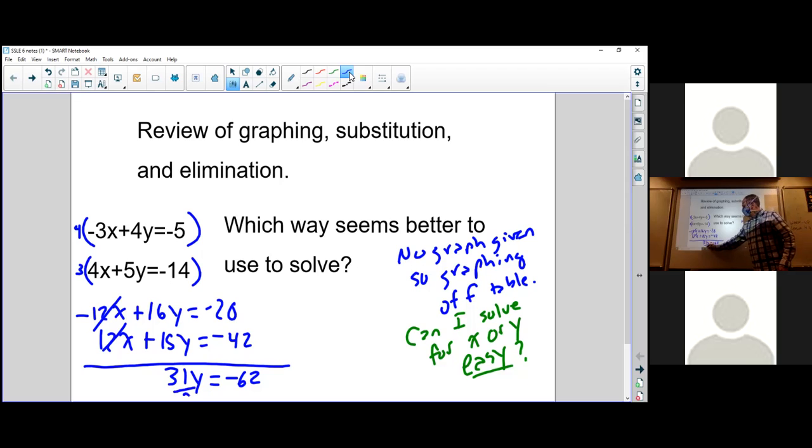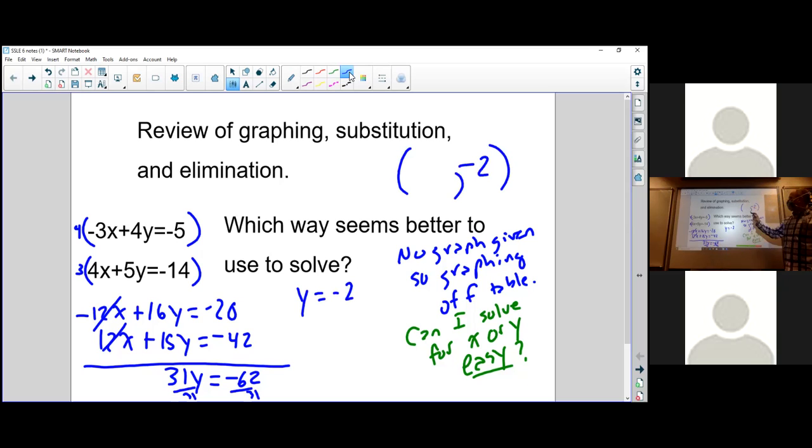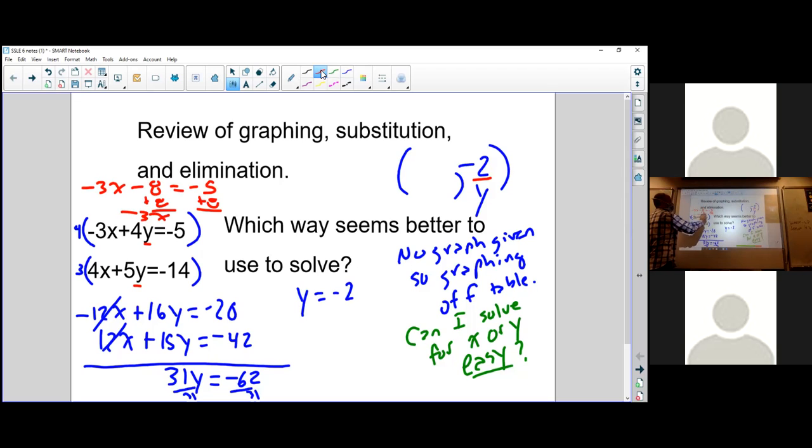So I've divided each side by 31. So y equals -2. That's a y value. Then I plug it in either here or here. It doesn't really matter which one. I might put it in the top one. 4 times -2 is -8. Add 8, add 8. So -3x is equal to 3. Divide by -3. x equals -1.